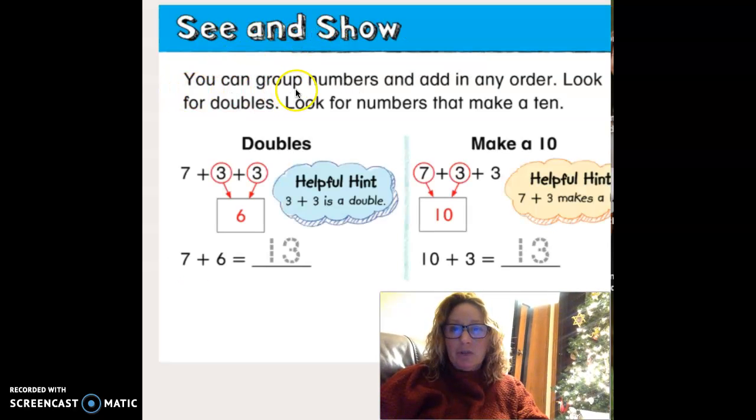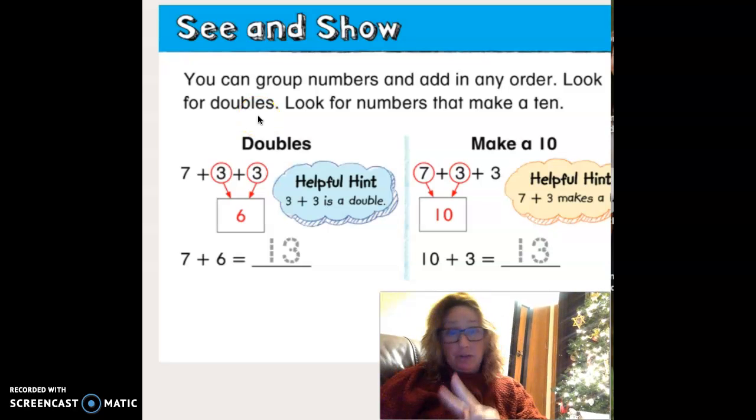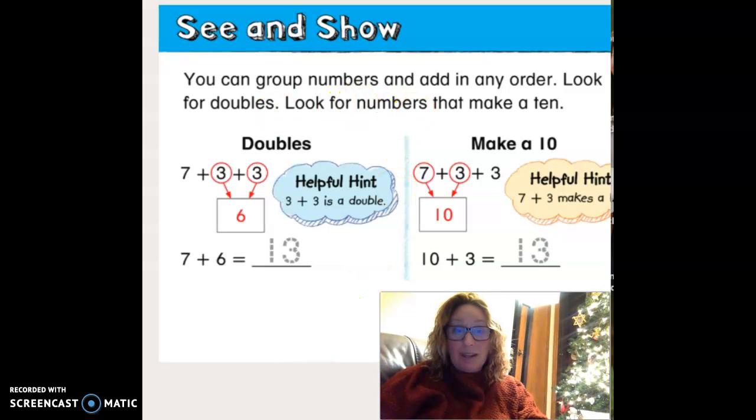It says you can group numbers and add in any order. Look for doubles facts like 1 plus 1, 2 plus 2, 3 plus 3, or look for numbers that make a 10. Think of the ways that you can make 10. So let's look at the first one. This one is showing how you can add 7 plus 3 plus 3.